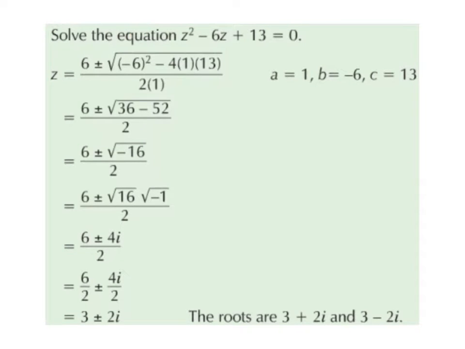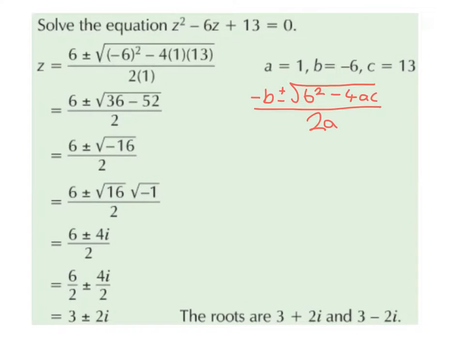Solve the equation z squared minus 6z plus 13 is equal to 0. Okay, so first of all we have a quadratic. And if we want to solve a quadratic, we're going to use the quadratic formula, also sometimes called the minus b formula. So the minus b formula, or the quadratic formula, looks like this: minus b plus or minus the square root of b squared minus 4ac, divided by 2a.